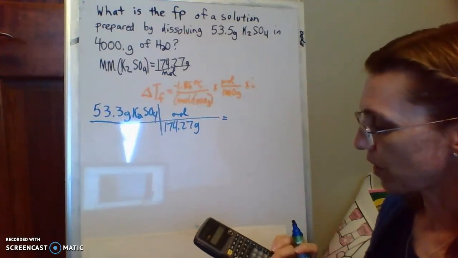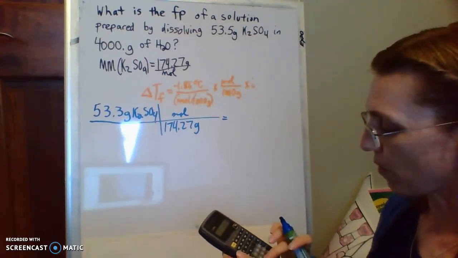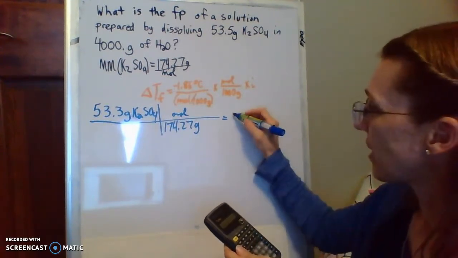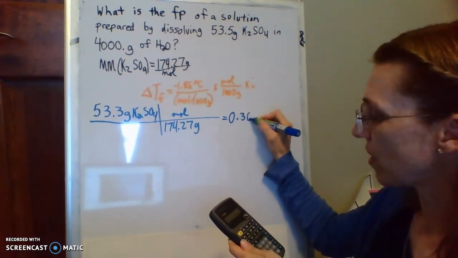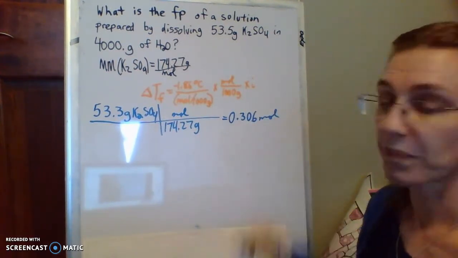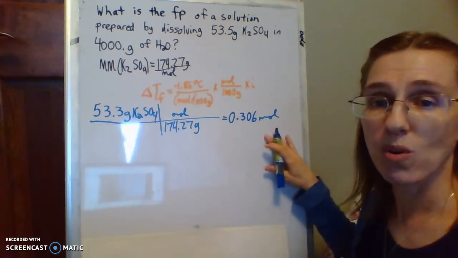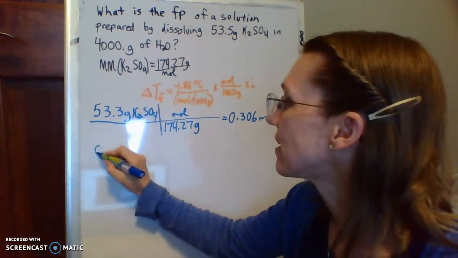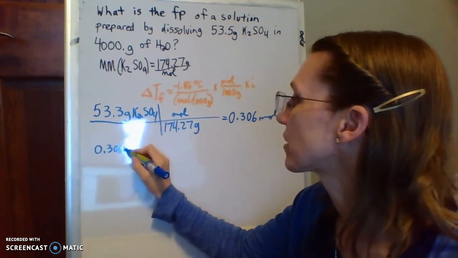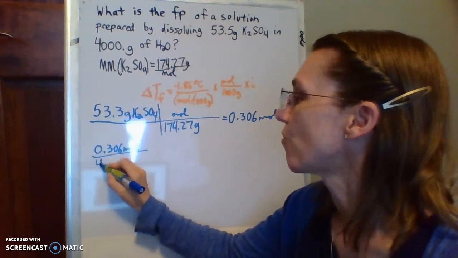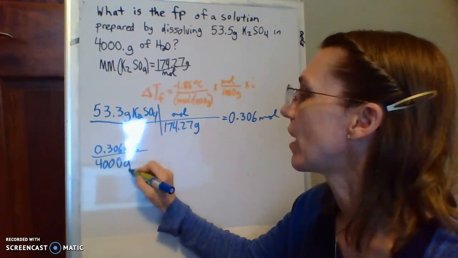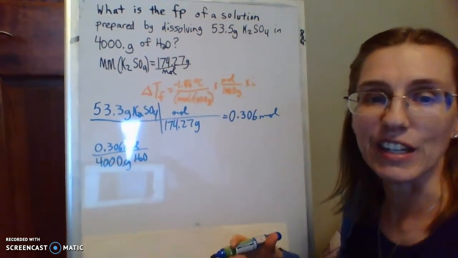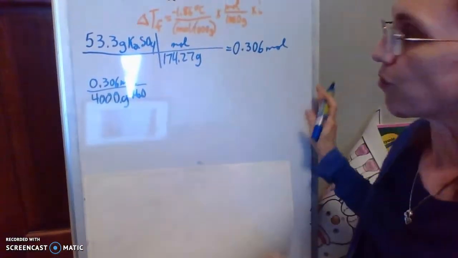So we take our 53.3 and we're going to divide it by 174.27. And we get 0.306 moles. Now that we have it in moles, now we're going to worry about the volume of the liquid. Okay? So we have 0.306 moles in 4,000 grams of water. We know for a calculation we need it in per gram of water.